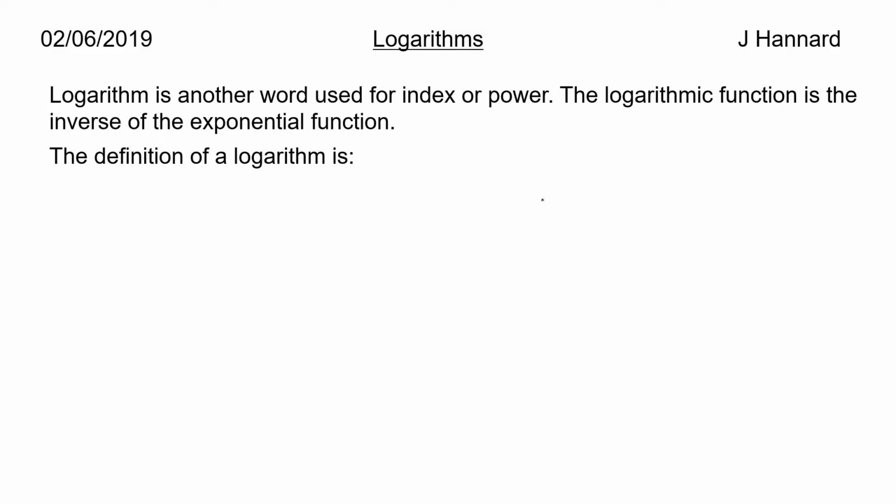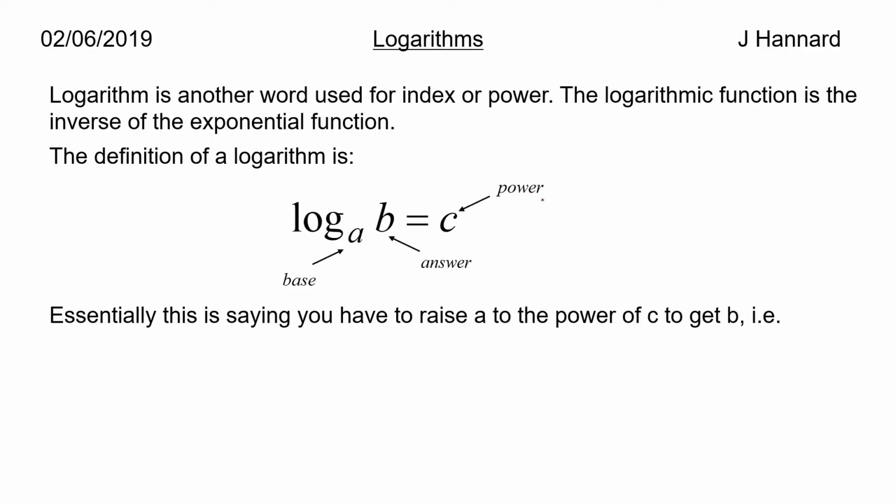The definition of a logarithm is, so we've got log to the base a of b is equal to c. So log base a, b equals c. So what does that mean? That's just a whole load of jibber jabber. Let's have a little look. So that is the power, that is the base, and that is the answer. So a is the base, b is the answer, c is the power. Essentially, this is saying you have to raise a to the power of c to get b, i.e. a to the c equals b. So think of it like that.